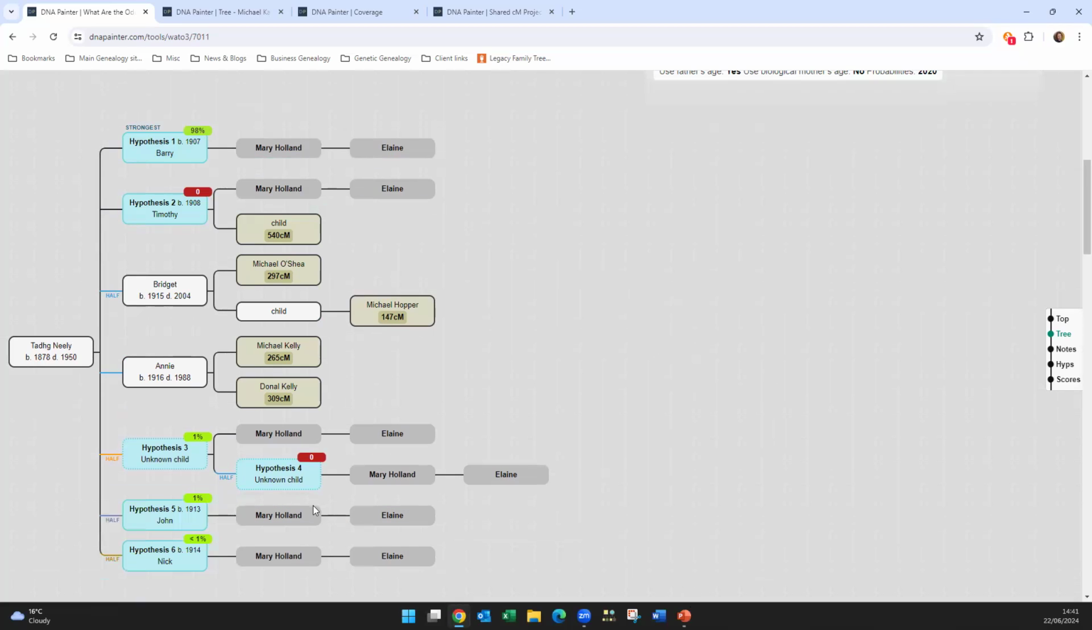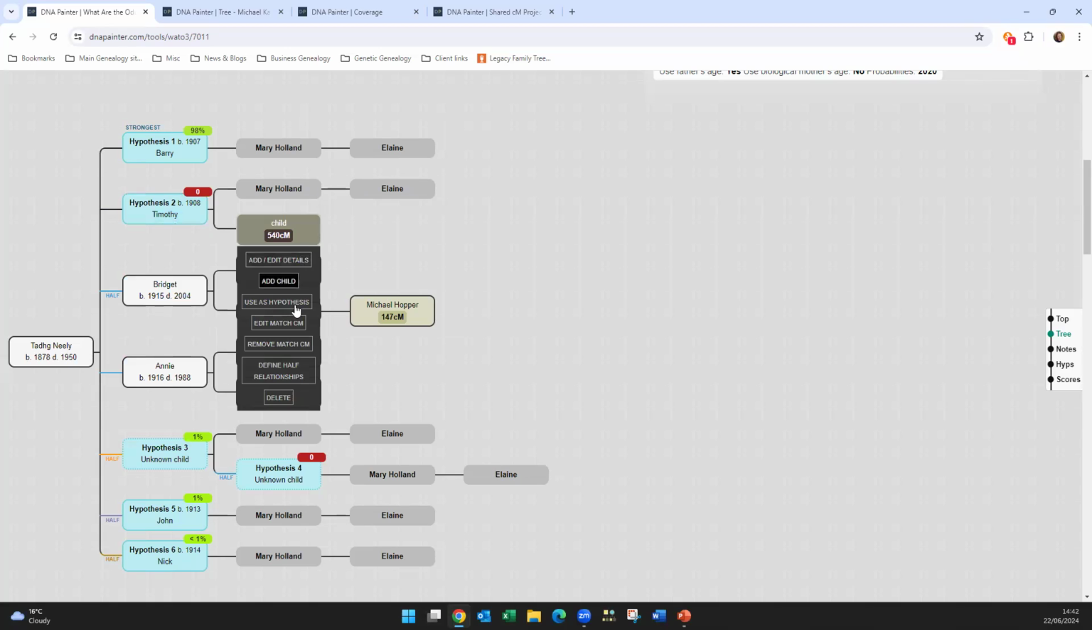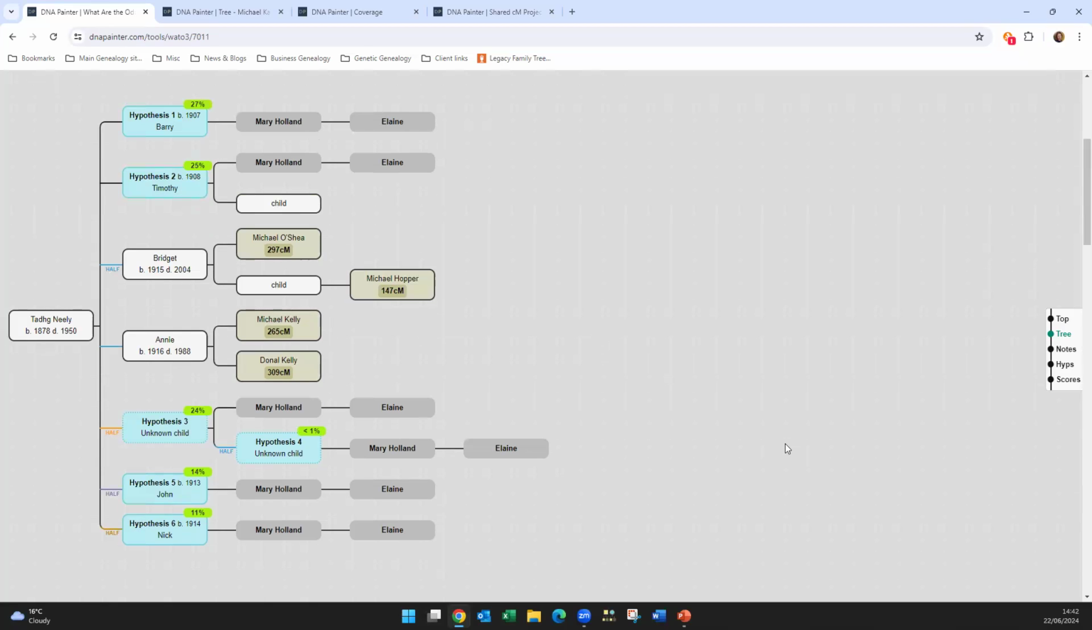And now there is only a 1% chance that it's John, and a less than 1% chance that it's Nick, and a 1% chance that it's somebody else. But we're at 98% that it's Barry. So you see how changing those figures can really change the odds. And this is why, with this tool, you have to be careful when you use it.